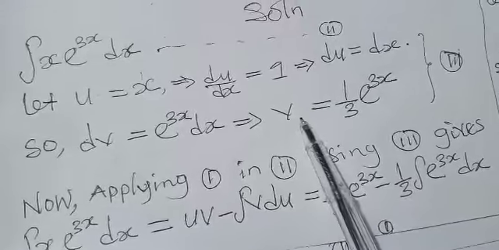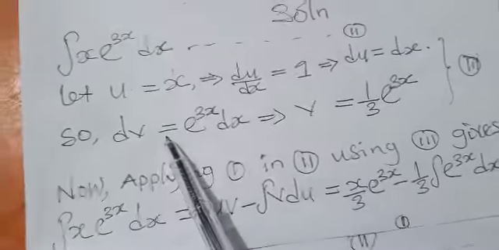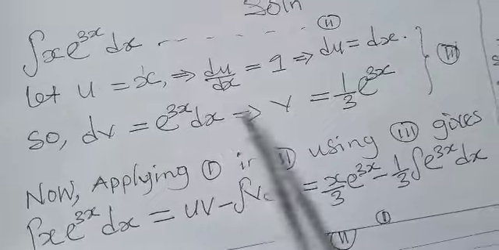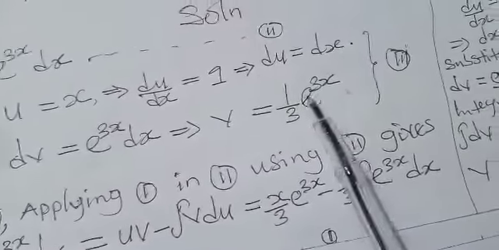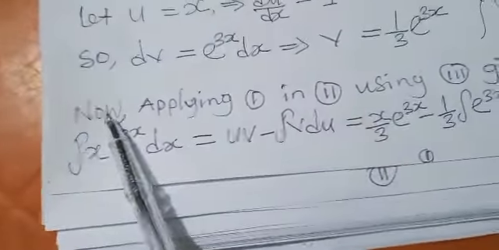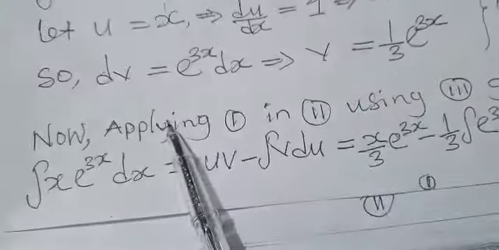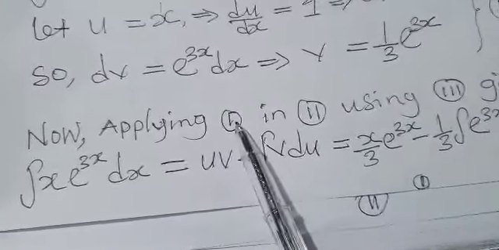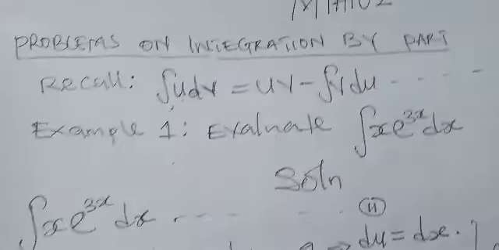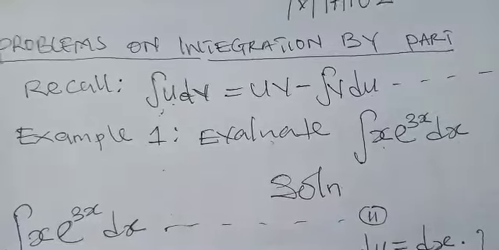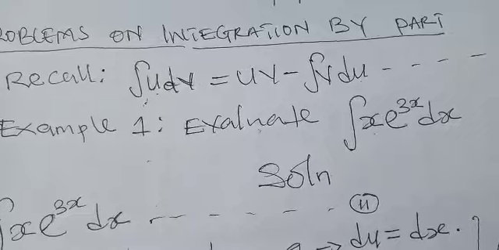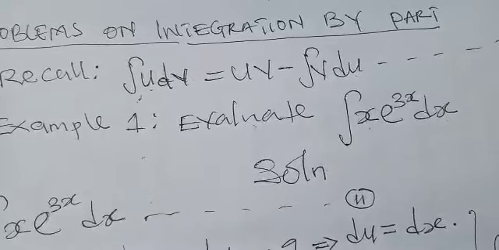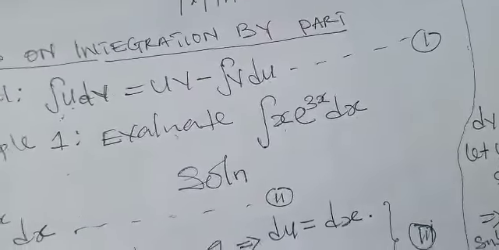Our v, for the fact that dv equal to exponential 3x dx, implies our v equal to 1 over 3 exponential 3x. Now applying equation 1. What's in equation 1? Our main principle, which is integral u dv equal to uv minus integral v du. That is our equation 1.